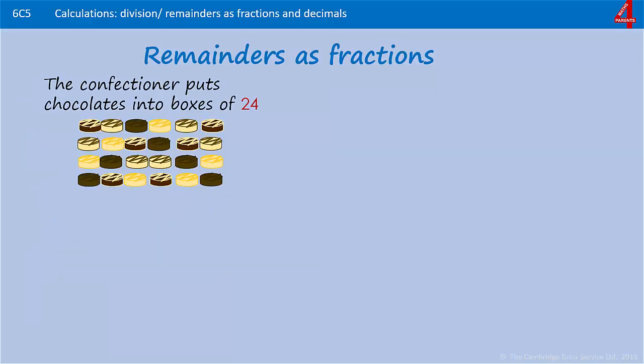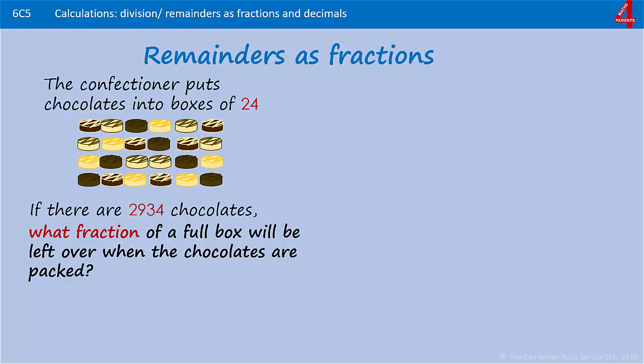This one's for you to try. The confectioner puts chocolates into boxes of 24. If there are 2,934 chocolates, what fraction of a full box will be left over when the chocolates are packed? Pause the video and have a go.